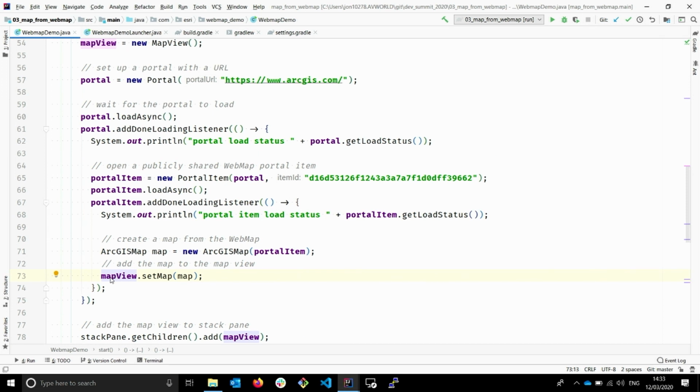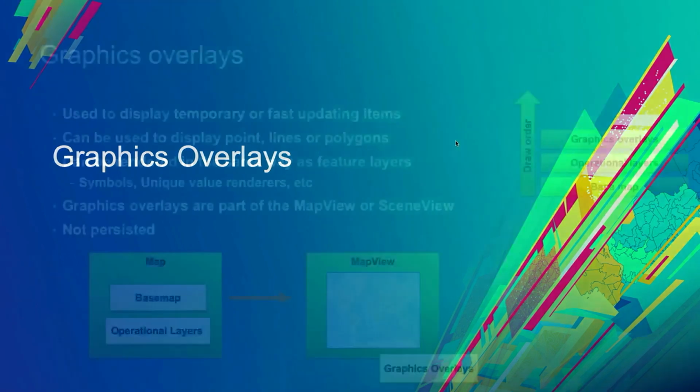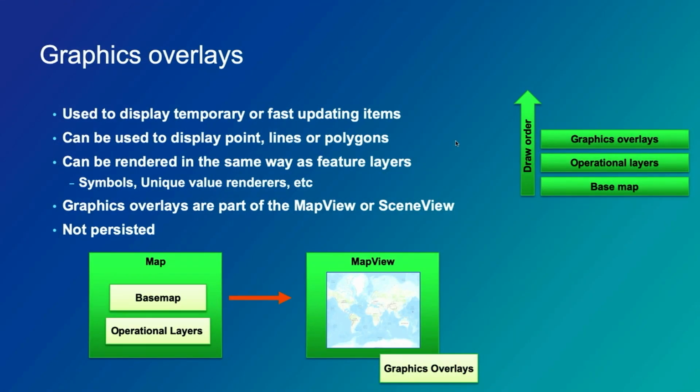Okay, so this is just taking pre-authored maps, which will look exactly the same regardless of whether they're viewed in the ArcGIS platform, whether it's a web app or a JavaScript application or a runtime application even. Okay, so let's just go and have a look at graphics overlays now. So graphics overlays I find are used by lots of Java customers.